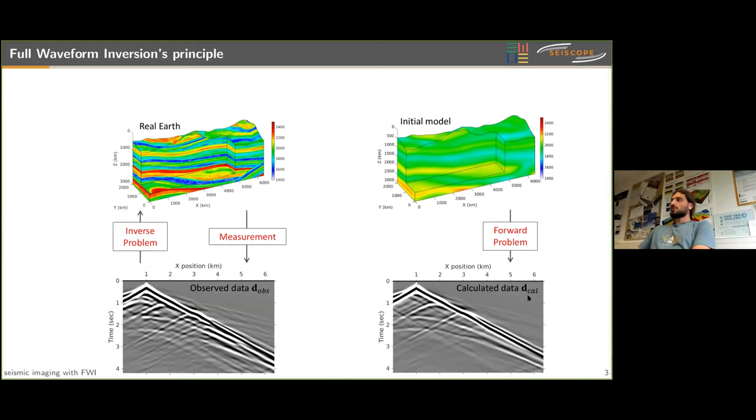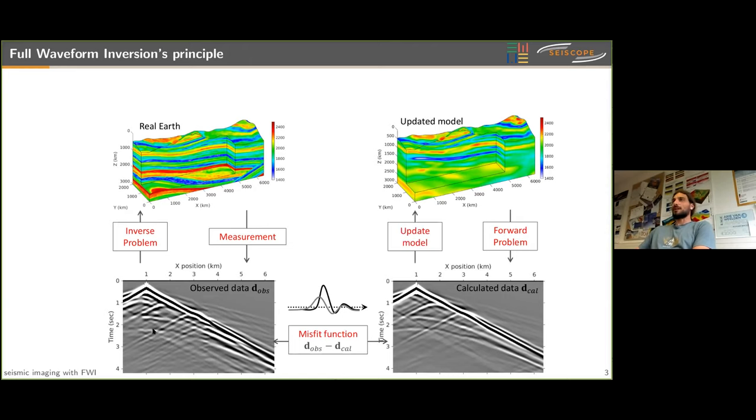This forward problem allows us to compute a synthetic version of the observation, and then we want to minimize the distance between those synthetic data and the observation. To do that, we are solving an inverse problem which will iteratively update the model to minimize the mismatch between observation and synthetic data, until convergence toward a model which hopefully represents the subsurface. So this is the workflow of the usual formulation of FWI as proposed in the 80s.